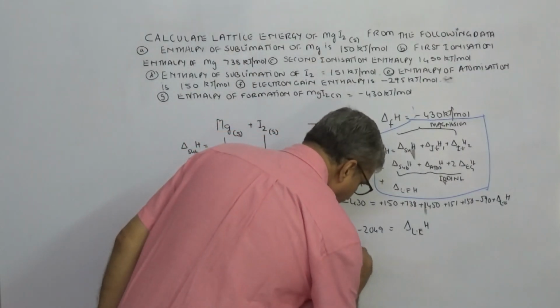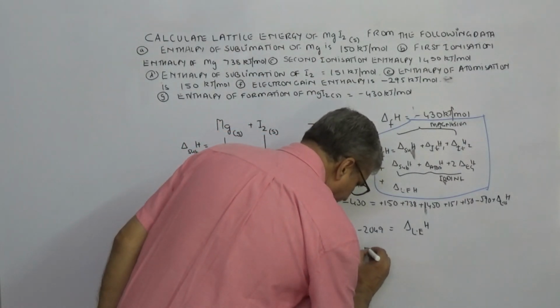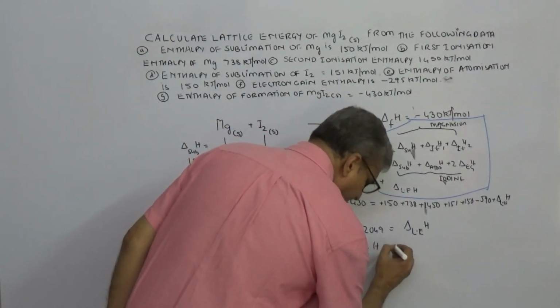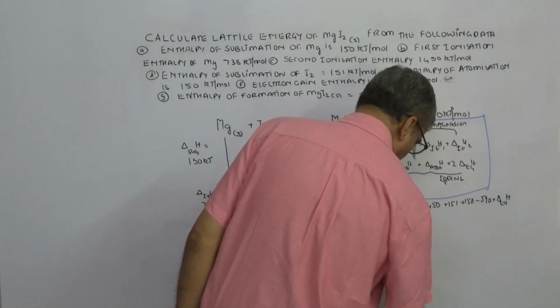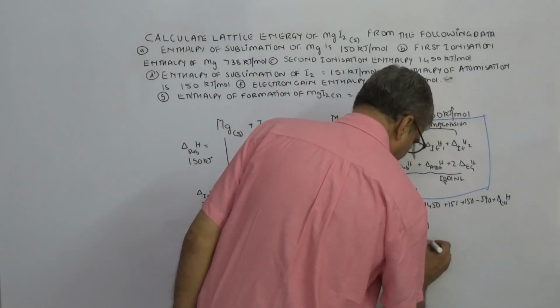So delta lattice energy H becomes minus 2479 kilojoule.